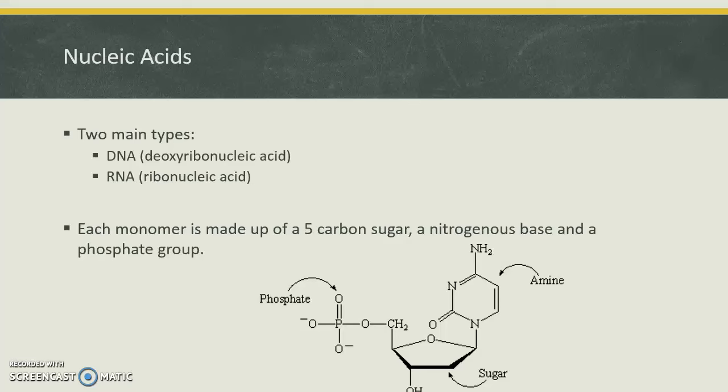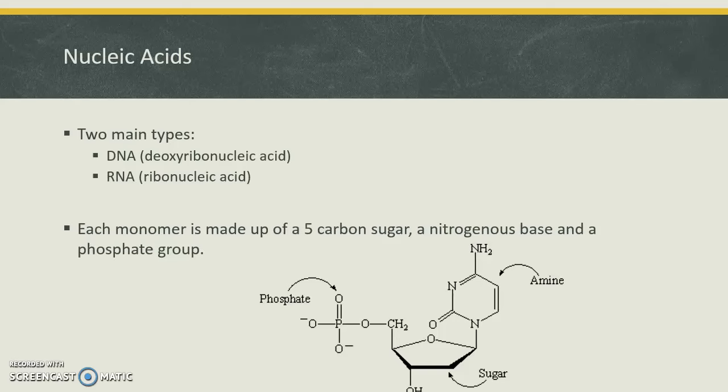So there's two main types of nucleic acid. There's DNA, which are deoxyribonucleic acids, and then there's RNA, which are ribonucleic acids. And you can kind of see right off the top, if you remember ribo, that was something that we talked about when we were talking about sugars a second ago. Ribose is the sugar that's used in RNA, whereas deoxyribose is used in DNA. So it's just one difference between them.